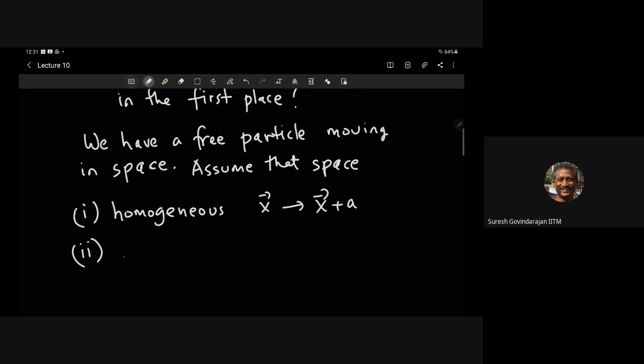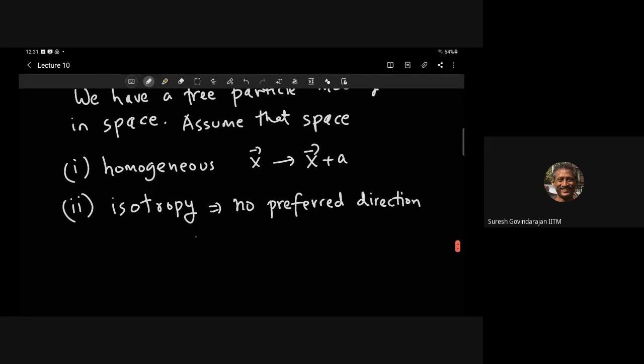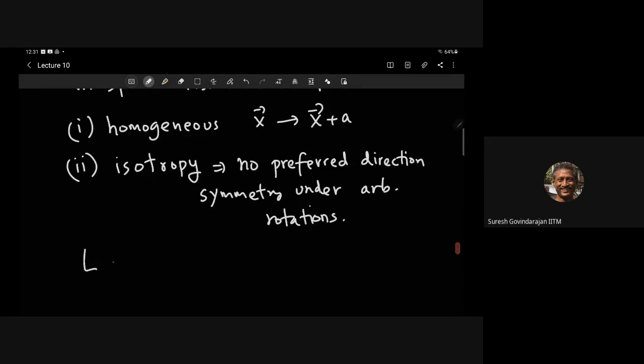The second condition is isotropy. That means no preferred direction. So it picks an origin, and it doesn't matter where you look. So you can rotate. This is a symmetry under rotations, arbitrary rotations. So we'll ask, can we write a Lagrangian which has these two symmetries? Now you're going to help me. Originally we would have written L as a function of x and x dot.